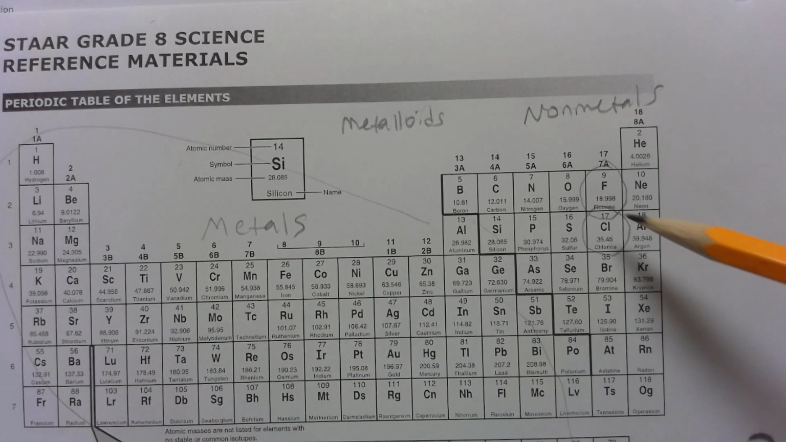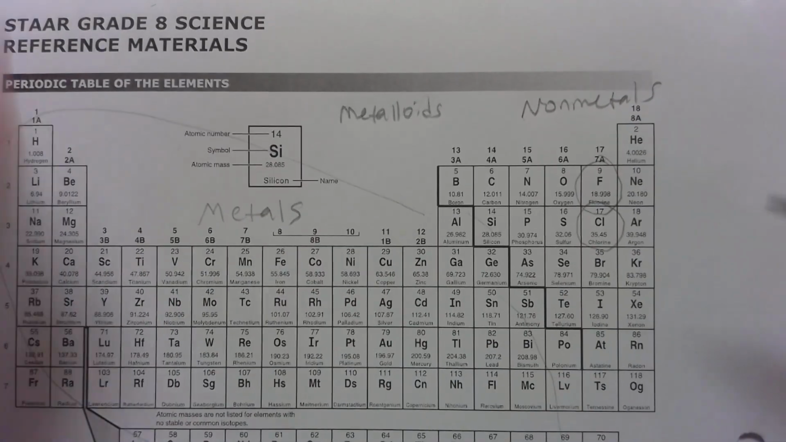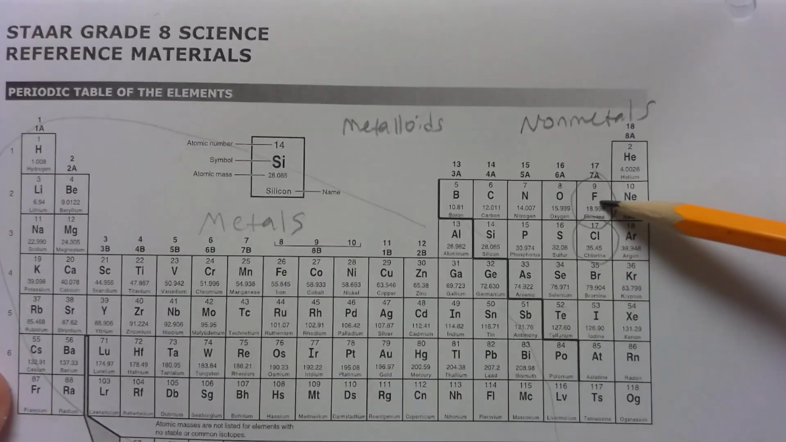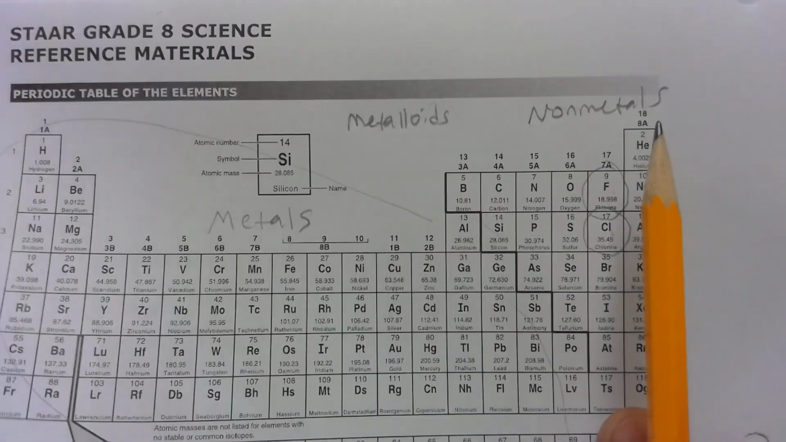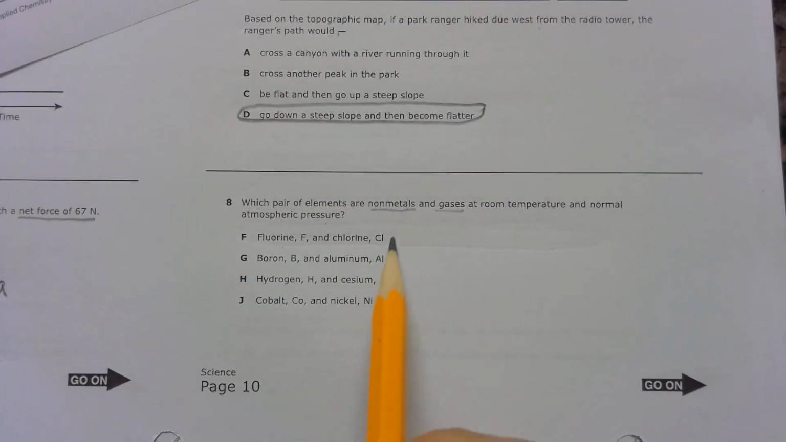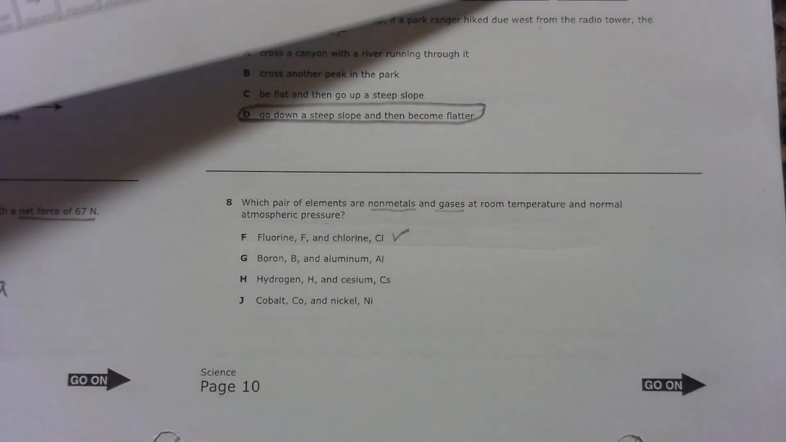So it wants to know which two are nonmetals that are gases. So fluorine and chlorine are both on the nonmetal side. So that's good. That looks like it might be our right choice, but let's go ahead and make sure. I'm going to put a check mark over here in pencil, but we'll see if that's right.